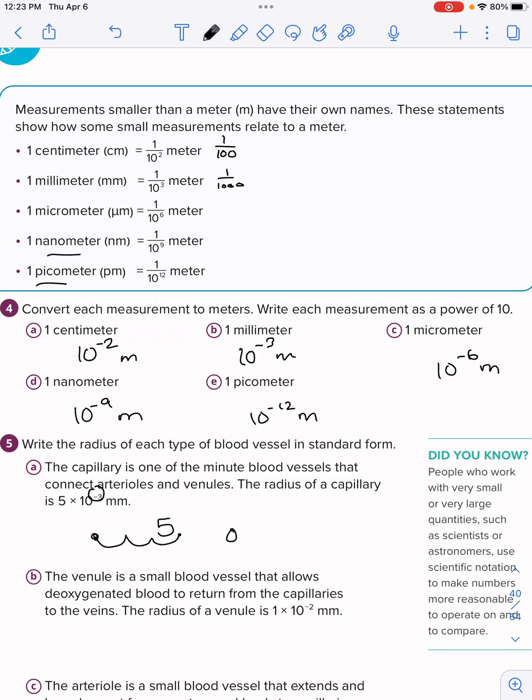So this is 0.005. I always put a 0 here. There's always kind of a 0 before the decimal point. You don't have to put that initial 0, but the radius of a capillary is 0.005, and this is in terms of millimeters.